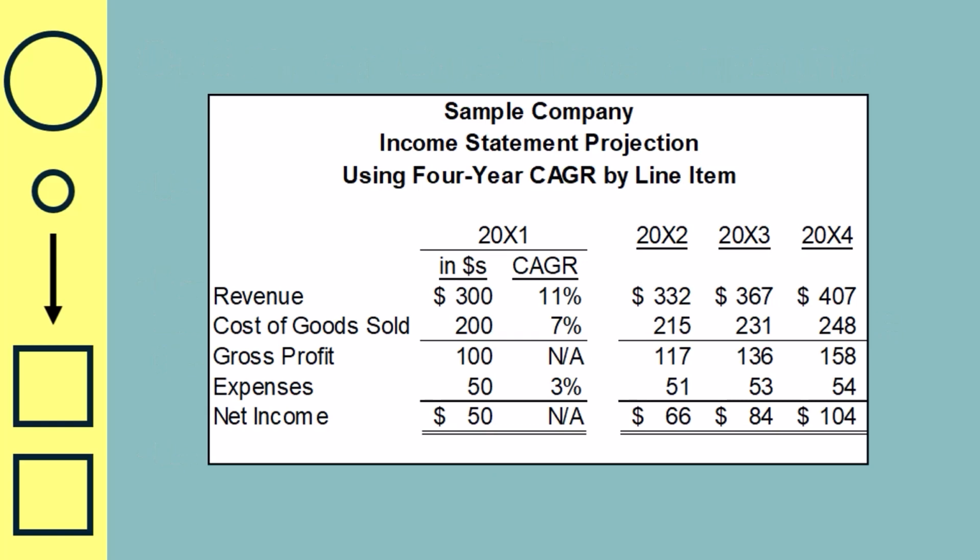Here's an example of using the 4-year compound annual growth rates for a projection. You notice that I don't list the compound annual growth rates for gross profit and net income. Those amounts should be calculated each year from the other projected amounts, like revenue, cost of goods, and expenses.